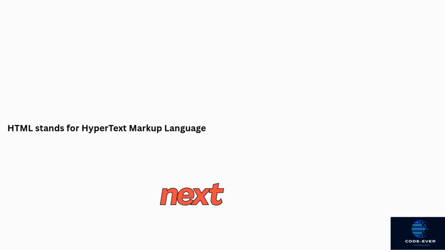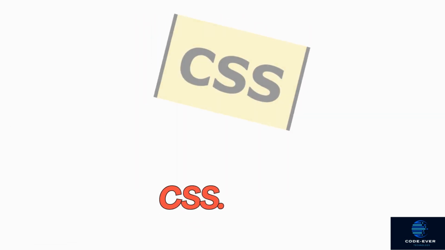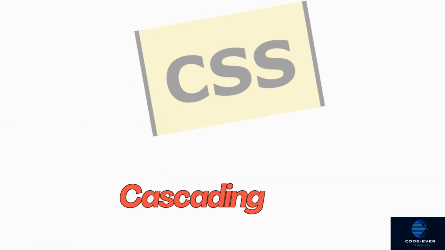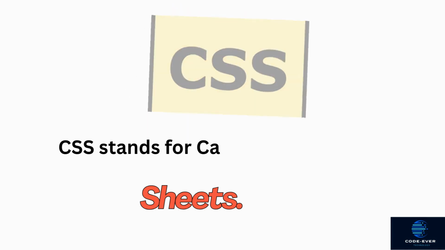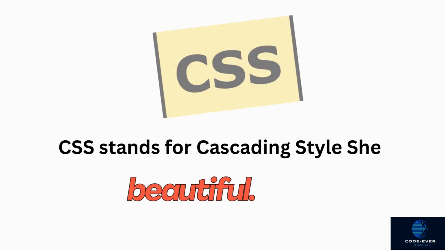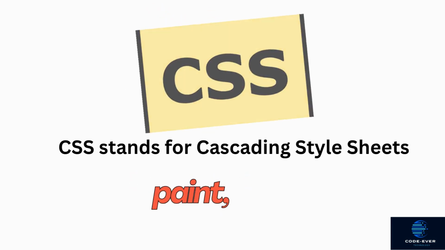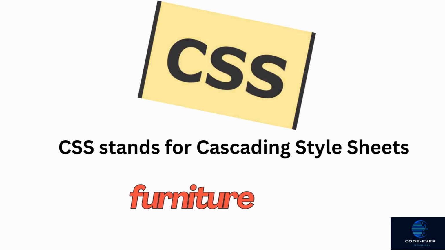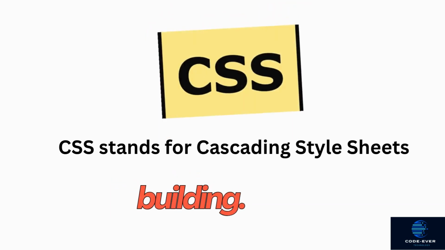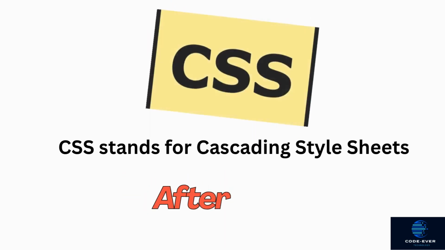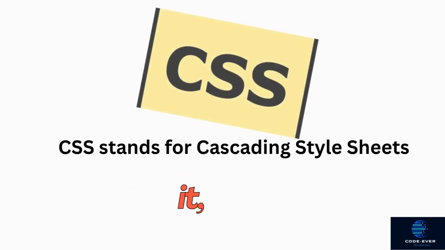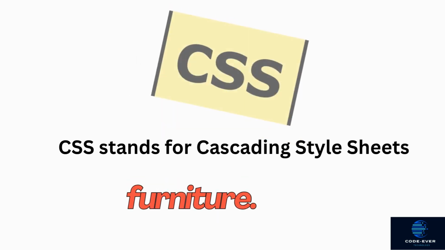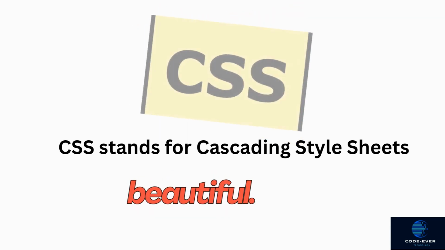After that, the next one is CSS. CSS stands for Cascading Style Sheets. CSS makes the website beautiful. Think of it as paint, decorations, and furniture in a building. That's what beautifies a house. After building a house, without painting it or applying furniture, you know the website cannot be beautiful.